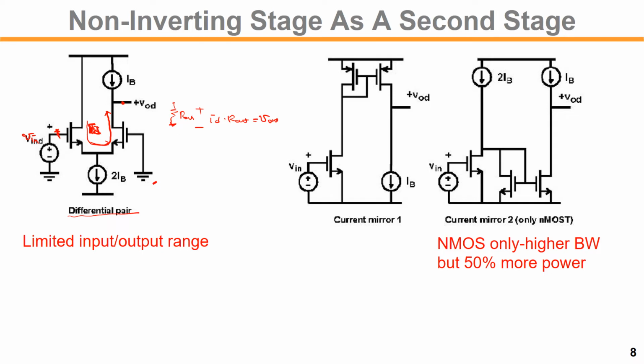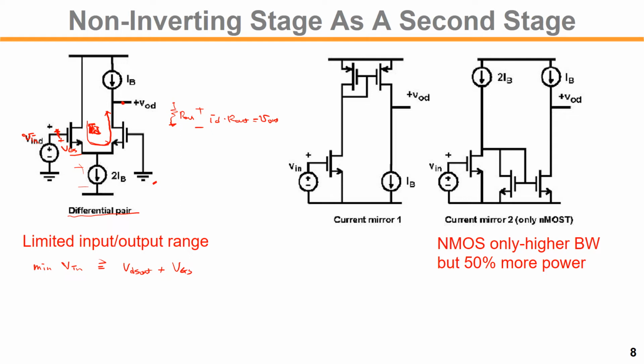But in this case, the output range and input range are limited. For the minimum input voltage, Vin min, this current source requires a VDSAT, plus the VGS here. So the minimum voltage for the input must be greater than the VDSAT of the current source on the bottom and the VGS of the input pair.